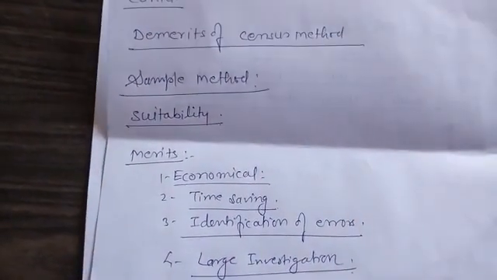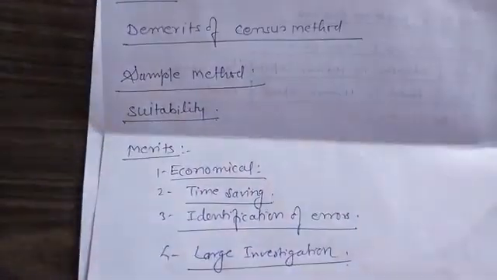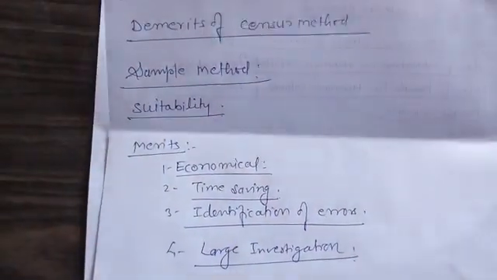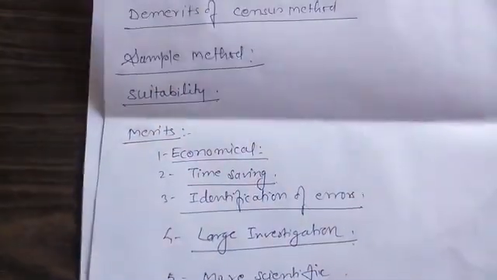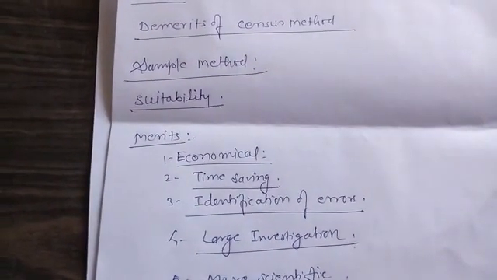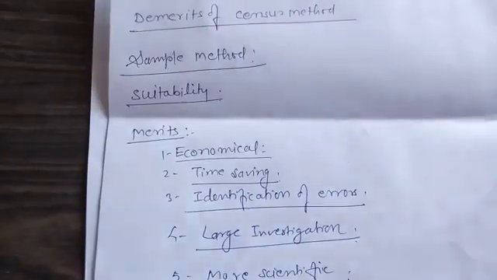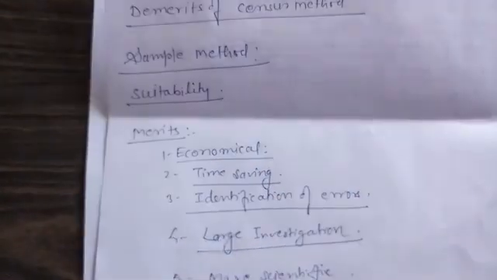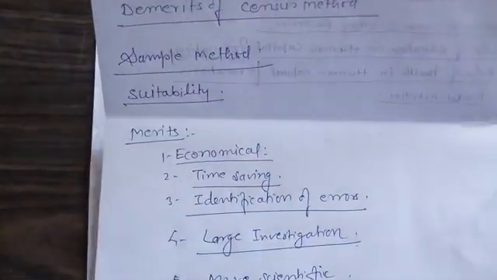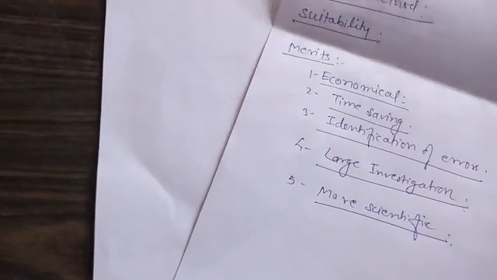And now we can see that there are some demerits of sample method. Partial. The first demerit is partial. It is only a partial investigation of the universe because each and every item is not covered in this method. Wrong conclusions. If the selected samples do not represent the characteristics of the universe, the study may end up with wrong conclusions.